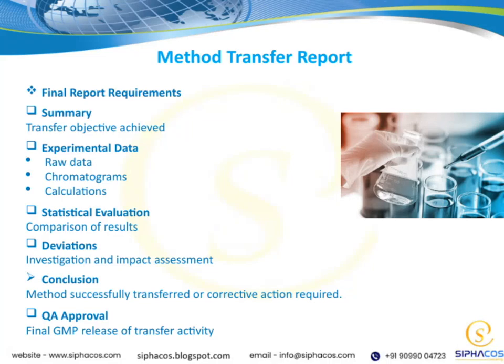This slide outlines the key elements of our method transfer report. First, we confirm that the transfer objective has been met. Then, we present all experimental data, raw numbers, chromatograms, and calculations. Next comes the statistical evaluation, where we compare results to ensure consistency. Any deviations are thoroughly investigated, with their impact assessed. Finally, the conclusion states whether the method was successfully transferred or if corrective action is needed. The report closes with QA approval, authorizing the final GMP release of the transfer activity.